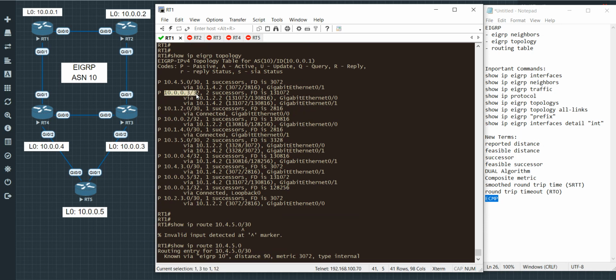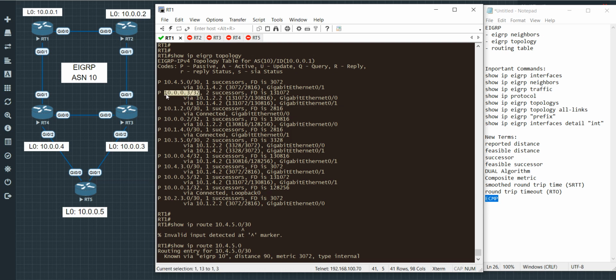In this case here, we have two successors. We can see that the feasible distance and also the reported distance are the same for both. So this is 10.1.2.2 and 10.1.4.2. In order to get to 10.0.0.3, there are two routes, and because they have the same composite metric, they are both going to be successors, and they're both going to be inserted into the routing table.